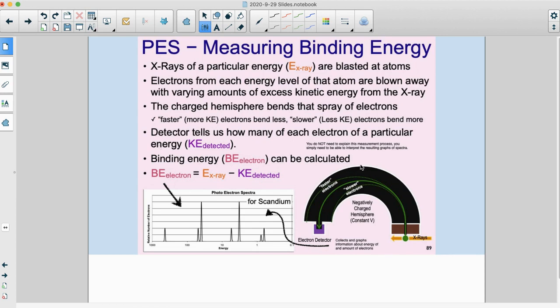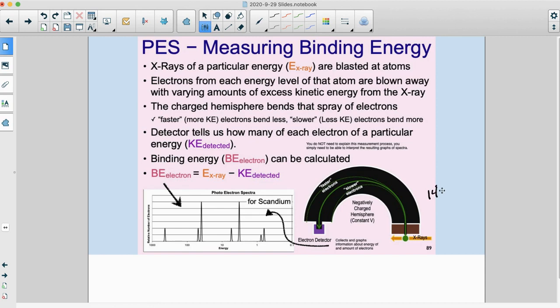And going to this slide. First of all, just like the mass spectrometer, you do not need to be able to explain how a PES instrument works. What you do need to be able to do is interpret the spectrum that you get from the instrument. So basically in PES, what happens is you send very energetic X-rays, very, very high energy.